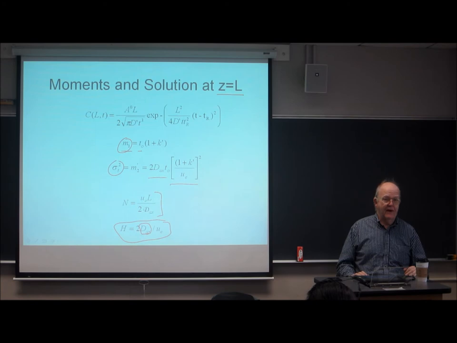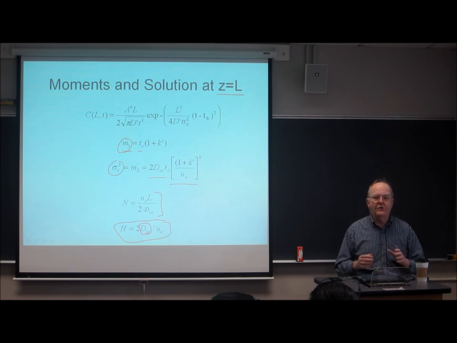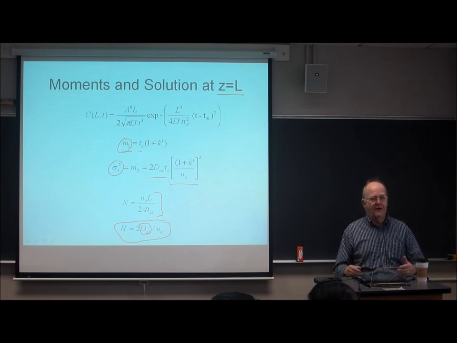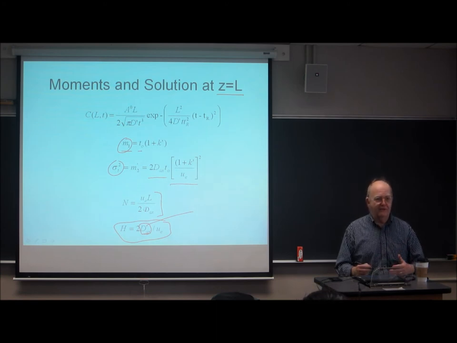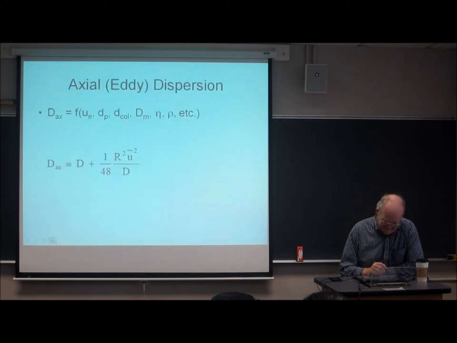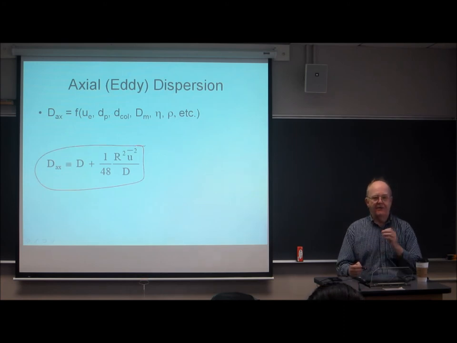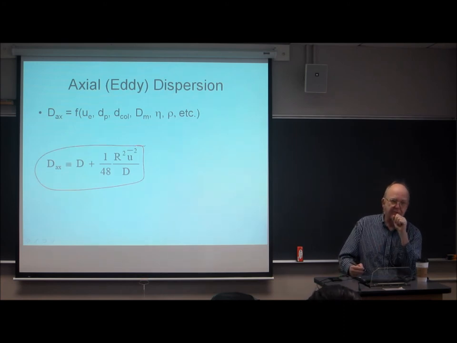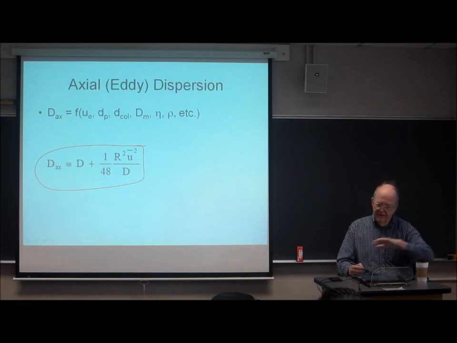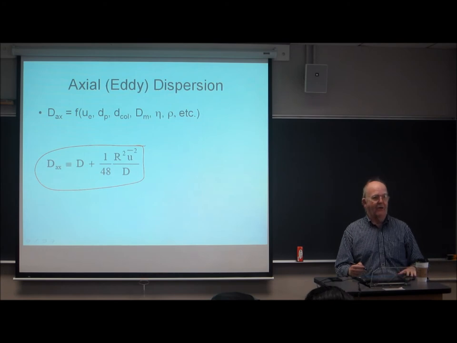Even in a perfectly random packed bed, there's no known solution. If you assume a perfectly ordered bed, there is no known solution. You can do computer solutions and simulate it until the cows come home, but there's no nice equation for representing this as a function of velocity. The way we get it is by doing experiments, the old-fashioned way. So I'm saying this again. This is what we were able to derive mathematically by solving the Navier-Stokes equation for the open tube. We can't do that now.